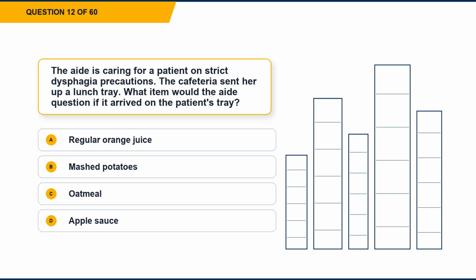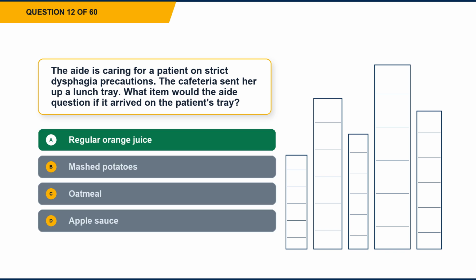Question 12. The aide is caring for a patient on strict dysphagia precautions. The cafeteria sent her up a lunch tray. What item would the aide question if it arrived on the patient's tray? Option A, regular orange juice. Option B, mashed potatoes. Option C, oatmeal. Option D, applesauce. The correct answer is option A, regular orange juice.